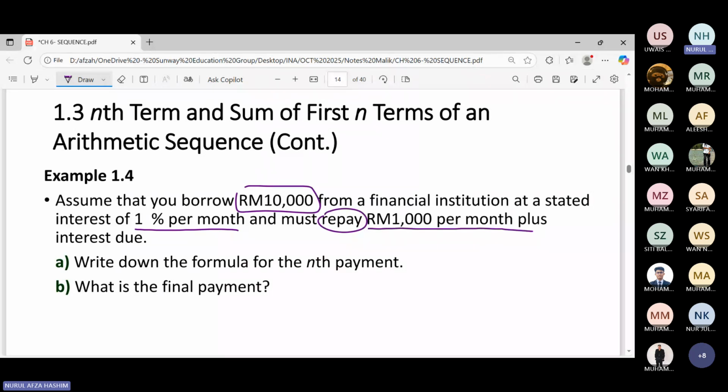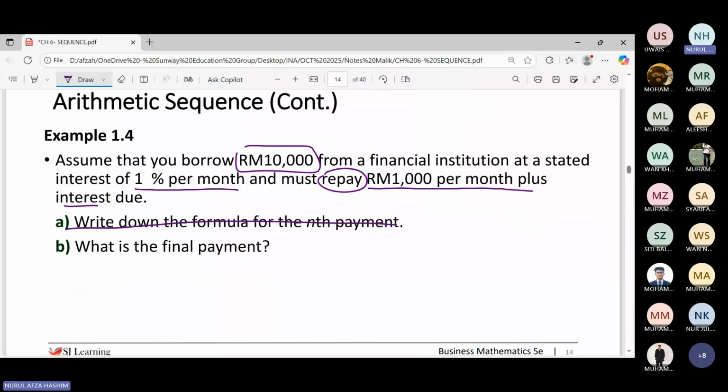You don't need to write down the formula first. Just find the final payment. That is the easiest one. The last payment. How many times do you pay? This one is common sense. You borrow 10,000. You are paying 1,000 a month. How many months are you paying?